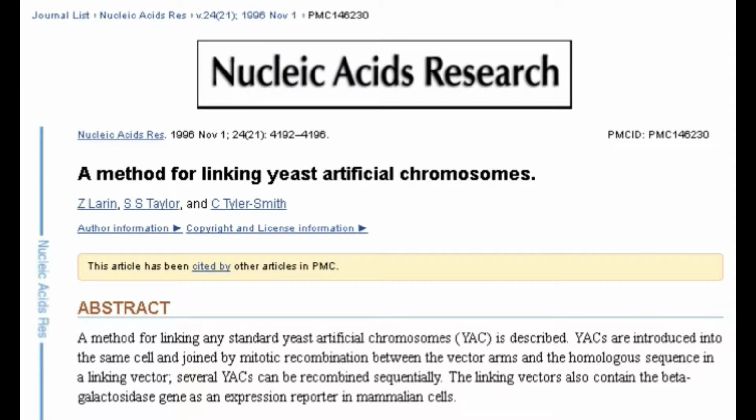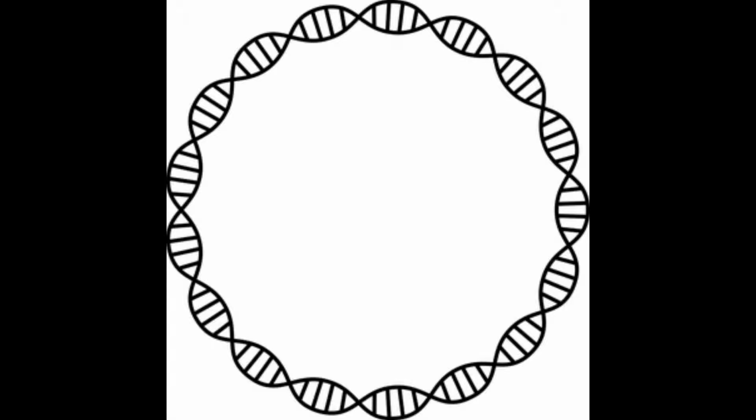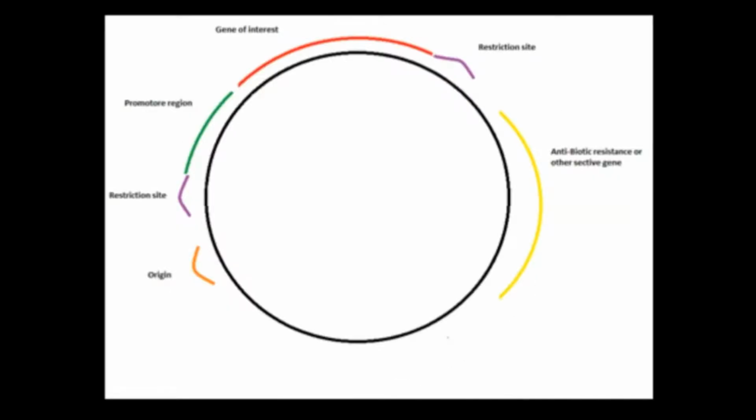The yeast artificial chromosomes are introduced into the same cell and joined by a mitotic recombination between the different arms of it. This creates not only a single sequence, but a homologous single sequence that links each of the components of it. Several of these chromosomes can be recombined, and this can be done in order, meaning a particular gene can be used to activate a secondary gene. This uses a chain of vectors that were selected by the researchers or developers. The linking can also contain the relevant genes that are needed as an expression reporter in mammalian cells, as an example, beta-galactosidase.